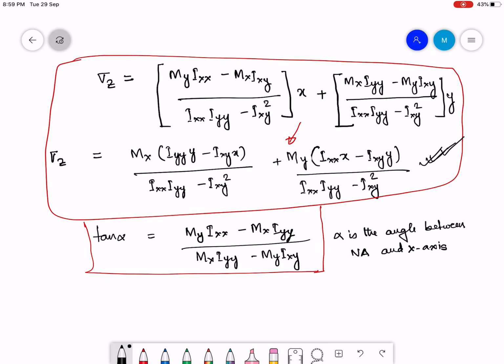Okay. So with this, I will end this lecture. In the next lecture, we will solve certain numerical examples to see how to implement the theory that we have learned in this lecture for solving problems. Thank you.